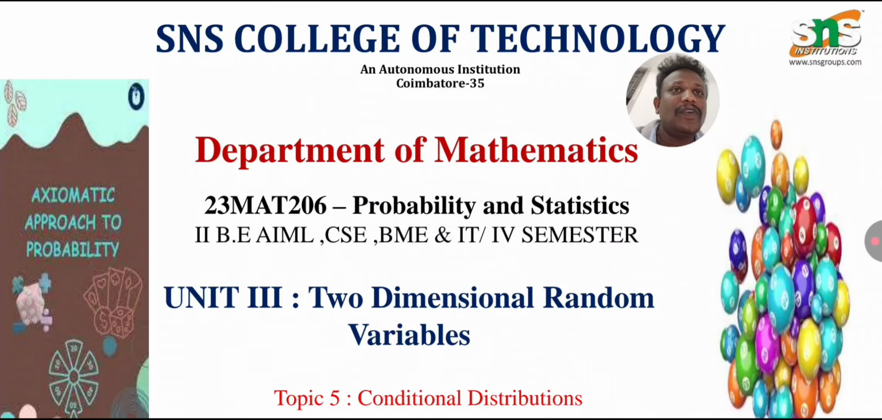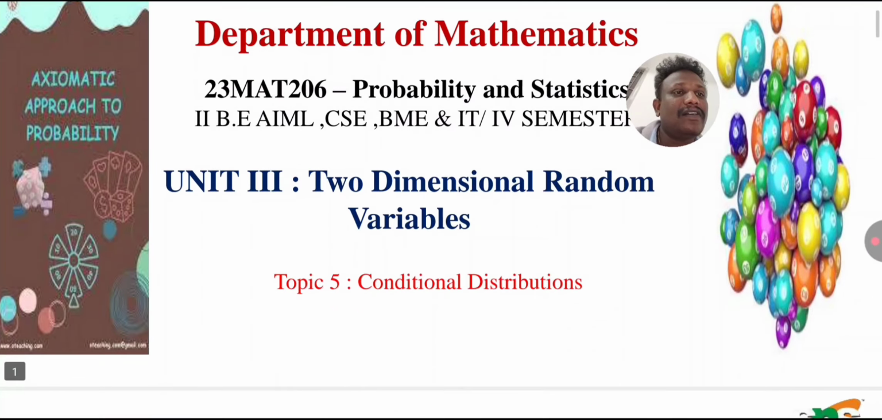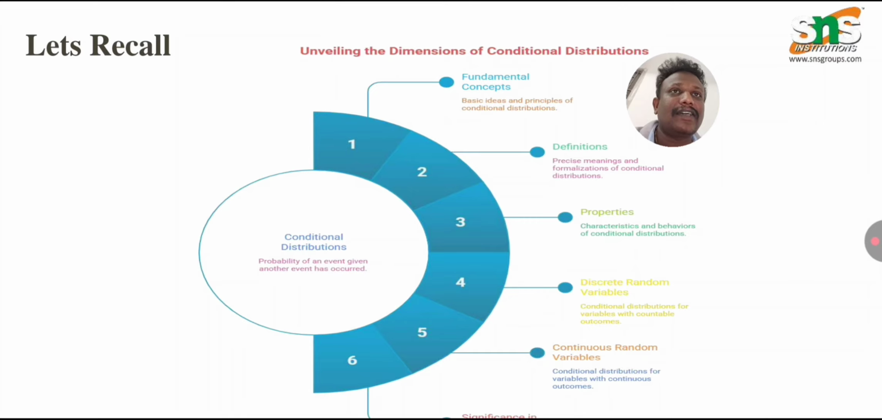So let's begin. Let's recall, before we move forward. Probability tells us the chance of an event happening, but sometimes we want probability under a condition. For example, the probability of rain given that clouds are present. So this leads us to conditional probability.